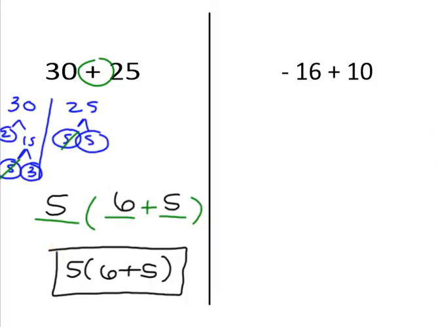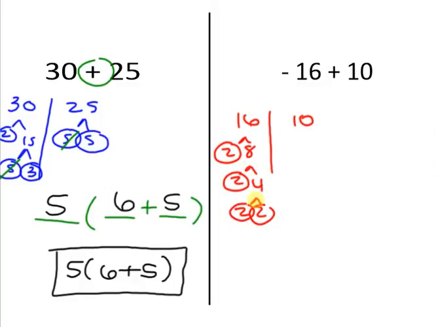Okay? Let's take a look at a problem with negatives now. Same thing, you're going to start off by finding the GCF. Ignore the negative for now. So 16 and 10. So we have 2 and 8, 2 and 4, 2 and 2, and then here we have 2 and 5. So it looks like we have 2's that match, and that's it. So our GCF is going to be 2.